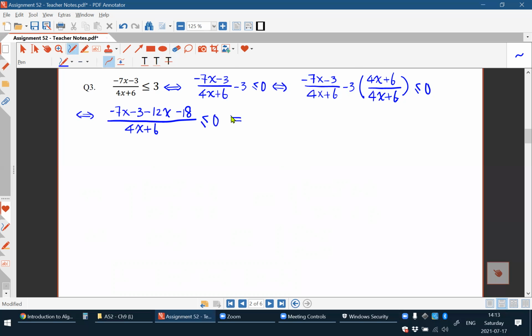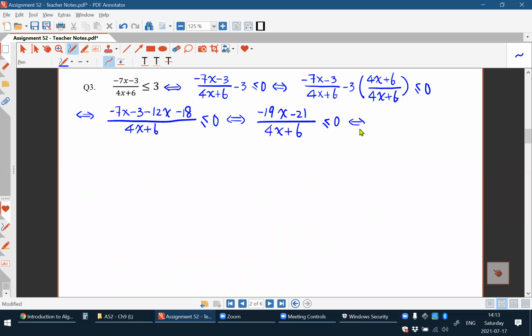Okay, this is equivalent to minus 7x minus 12x is minus 19x. Minus 3 minus 18 is minus 21 over 4x plus 6. Smaller than or equal to 0, right?